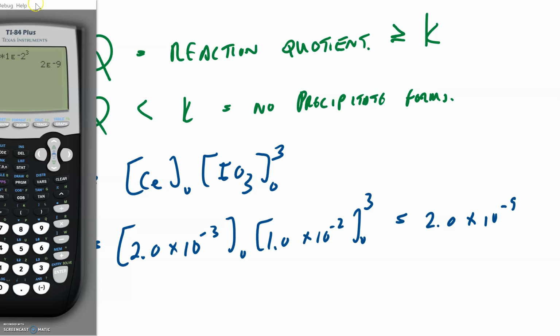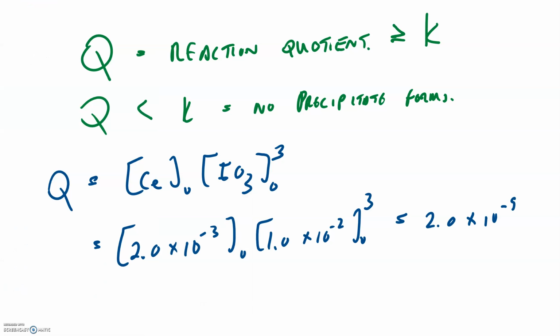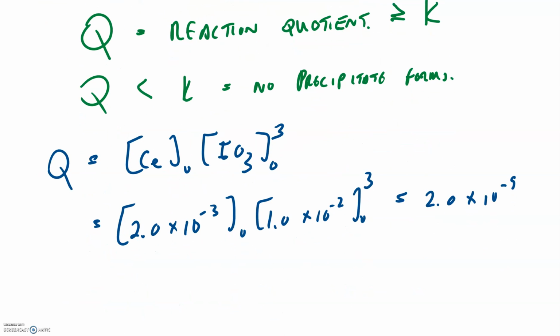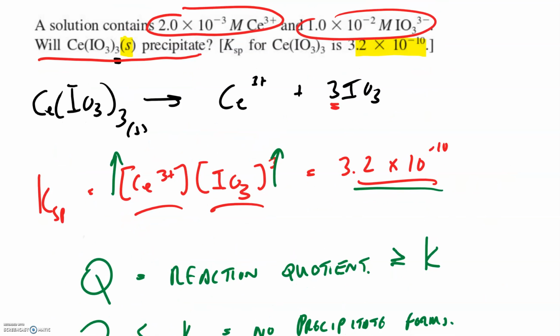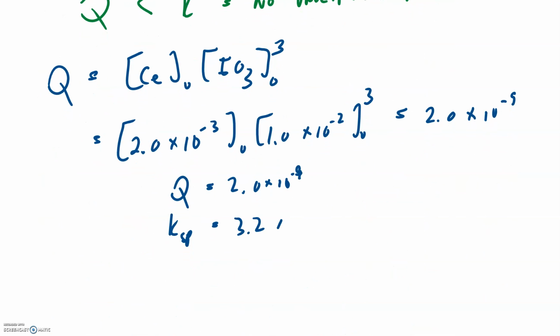Our KSP is 3.2 times 10 to the negative 10th. Are we larger than that? In this case, Q, 2 times 10 to the negative 9th, compared to KSP, 3.2 times 10 to the negative 10th, is clearly larger. So Q is greater than or equal to KSP. So that means a precipitate will form. All right. So that's really all we're doing. Let's see if there's anything else we want to look at.